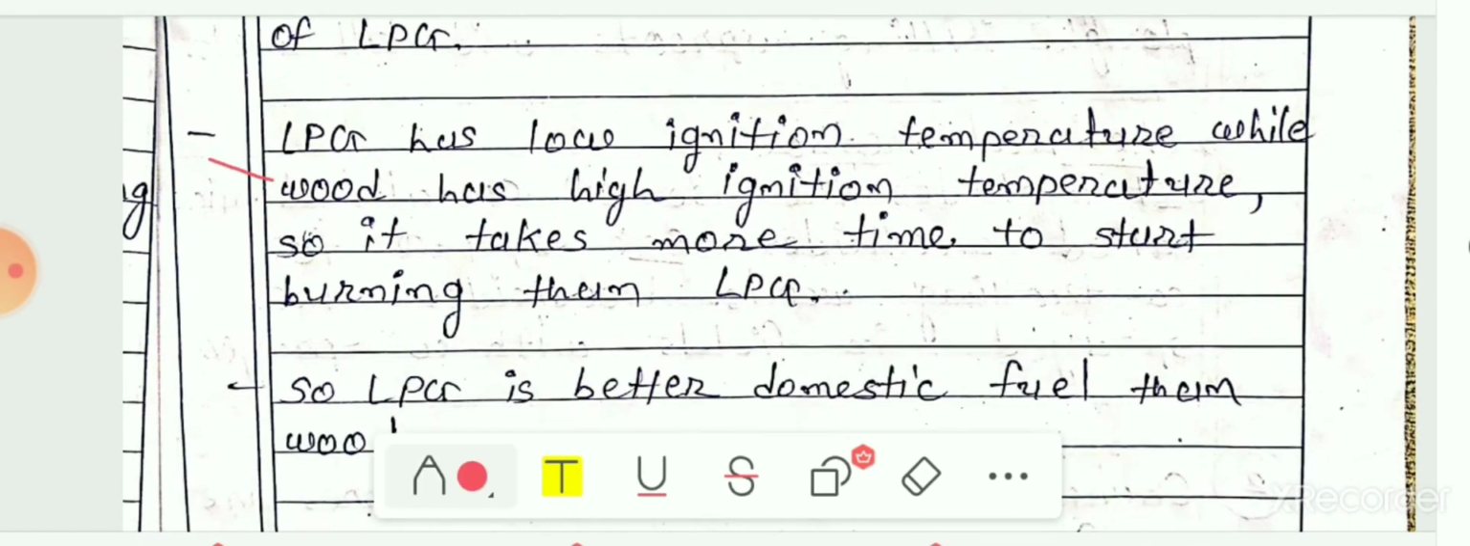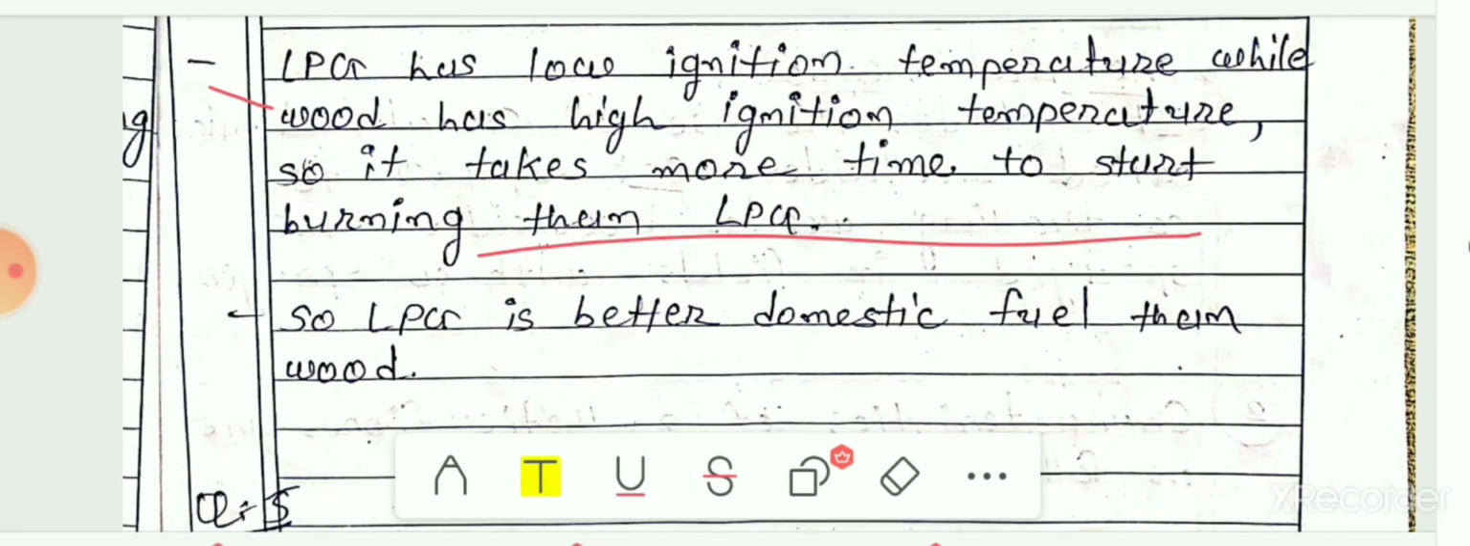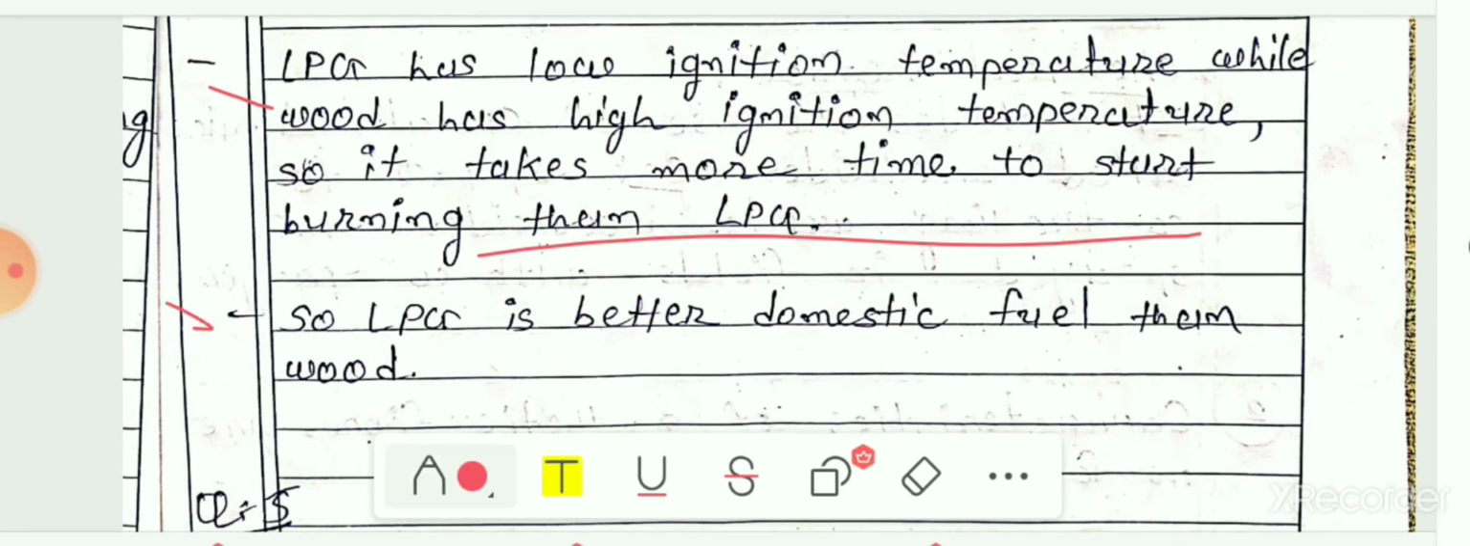Next, LPG has a low ignition temperature while wood has a high ignition temperature, so wood takes more time to start burning than LPG. The ignition temperature of wood is higher, so that's why it takes more time to burn as compared to LPG. So that's why LPG, that means liquefied petroleum gas, is better than wood. LPG is a better domestic fuel than wood.